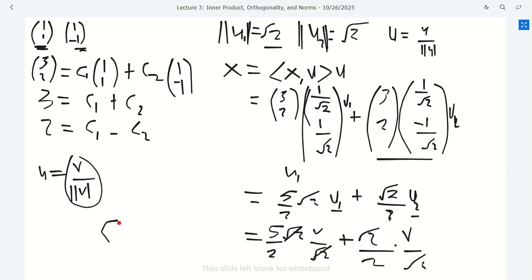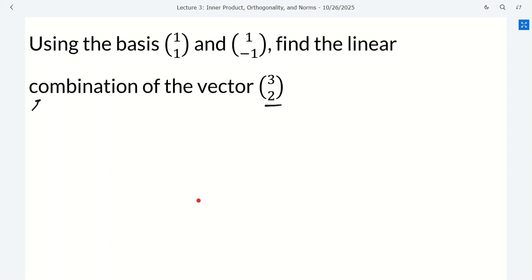So we end up getting 5 divided by 2, comma, and this also cancels this, we get 1 over 2. If you remember, last time we had what? 2.5, then also what? 0.5. So this is how you can use the orthonormal basis to do that. All right.